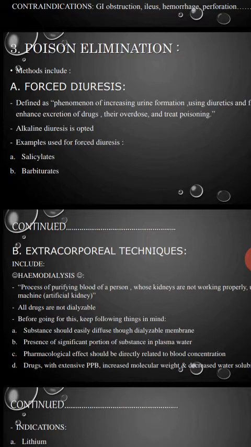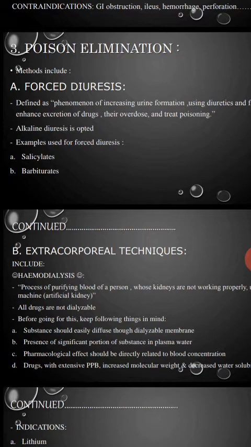Acidification of urine can also be used for elimination of certain basic drugs like amphetamine. Amphetamine is a psychomimetic. For elimination of amphetamine, you can change the urine pH to acidic.